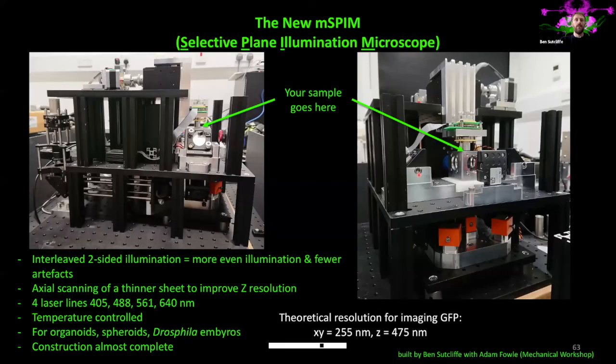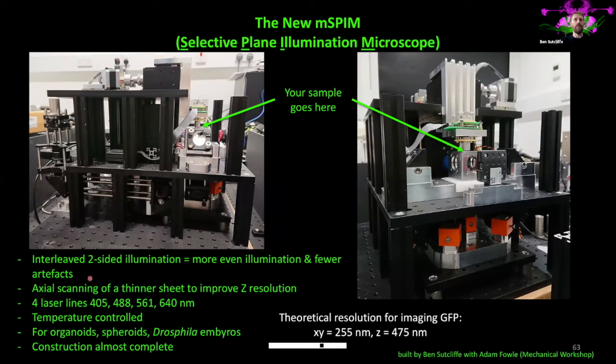So this is the microscope that I'm currently developing. We did previously have an M-spin, which was similar in design, sort of grew out of an open spin, but it needed some improvements. So it now will have interleaved two-sided illumination, so it switches from one side to the other. It gives you more even illumination because you don't have both sides of your sample being illuminated at the same time when the images are taken, and then with this system, you'll have to fuse the images later. This gives you fewer artifacts.